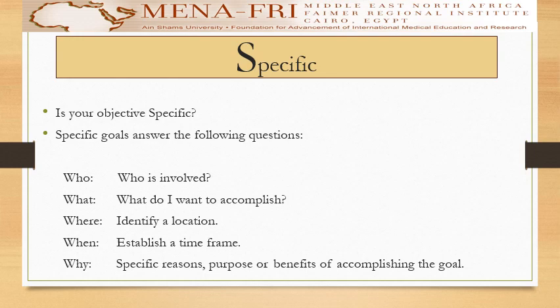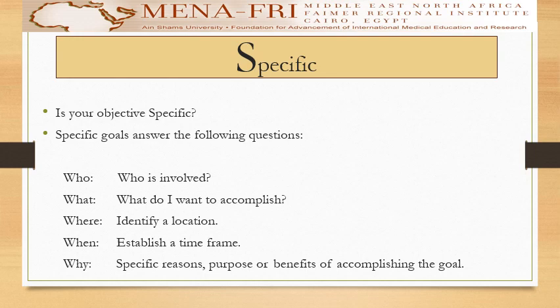Specific. Is your objective specific? You have to ask yourself, when I'm going to state that I'm going to do something, is it specific? How do I know that it's specific? When it answers the following questions: who is involved? What do I want to accomplish? Where is the problem? What is the time frame? Why am I going to do this? Why this reason, why this purpose, why this achievement, why this methodology? So answering the who, what, where, when, why gives you a clear picture of a specific objective.